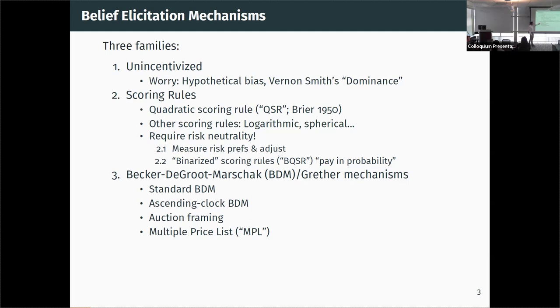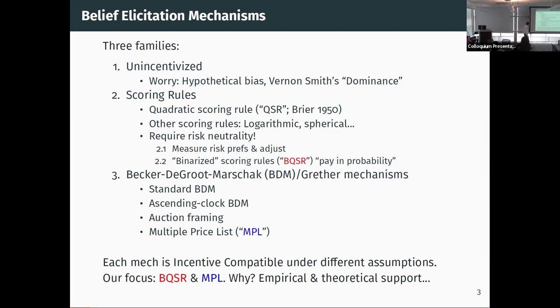One question is, of all these different methods for eliciting people's beliefs, is there one that's best, in some sense, theoretically or empirically? We don't know the answer to that question, so part of this project is trying to answer that. Which of these should you use? Each is theoretically incentive compatible, meaning people will tell the truth under different assumptions about people's preferences. I'm going to focus on these two in particular. Why? Because if you look at past empirical experiments, or at theoretical support, these two seem to be the best two out there. But there hasn't been a direct comparison of those two against each other. So part of this project is just comparing those against each other.